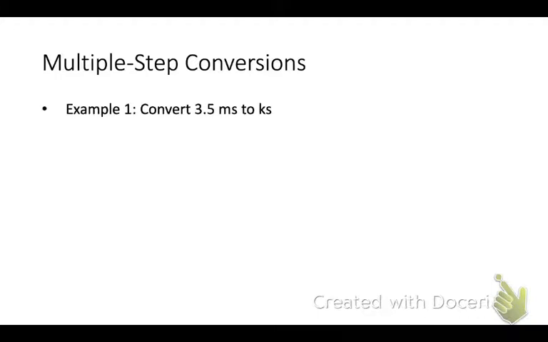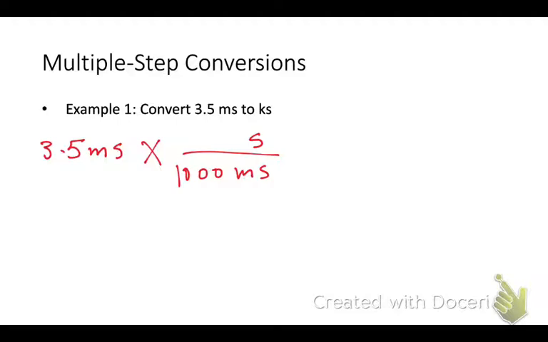Now, convert 3.5 milliseconds to kiloseconds. So here is an approach for that. Start with your 3.5 milliseconds and convert that into seconds, which means seconds here and milliseconds here. There are 1,000 milliseconds in every second. Now take a second and convert it into kiloseconds, which means kilosecond here and second here. So second cancels second, milliseconds cancel milliseconds. And there are 1,000 seconds in every 1 kilosecond.